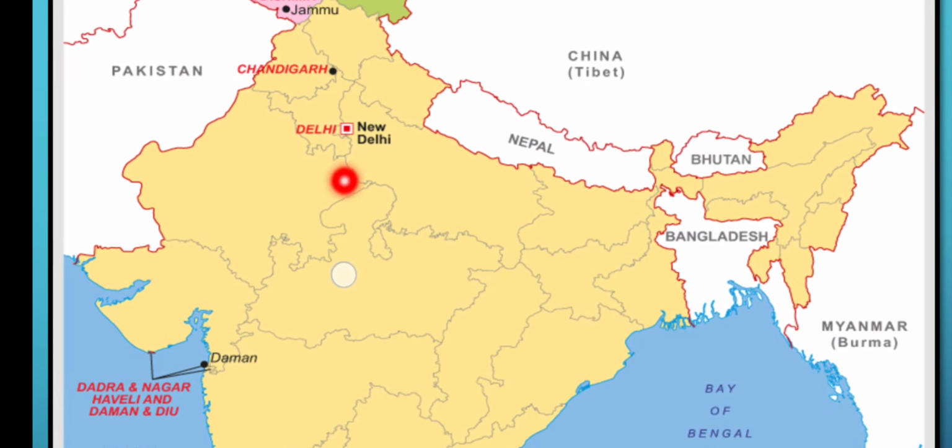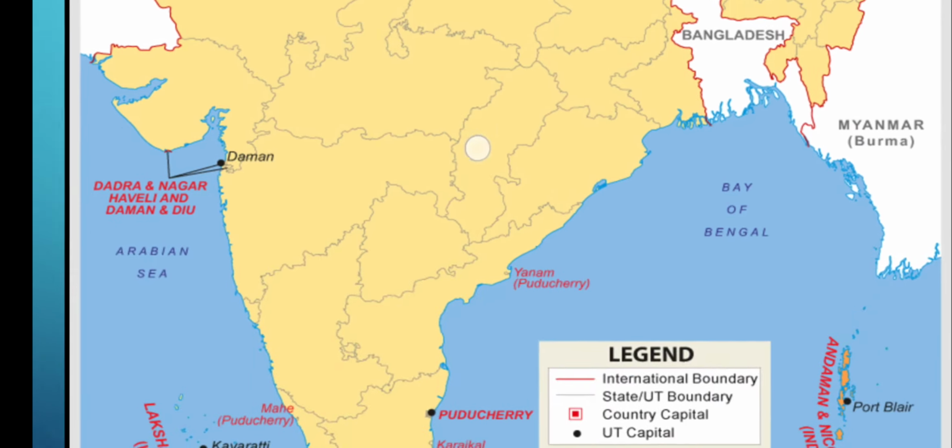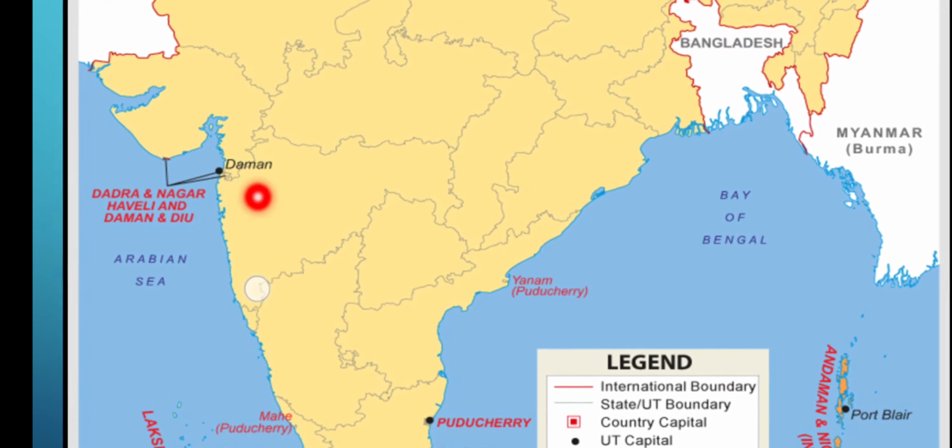Now, the National Capital Territory of Delhi, or New Delhi. It is the capital of India also. It is a union territory. Let's come to the southern part. Daman and Diu is a union territory. Here is Dadra and Nagar Haveli. It is also a union territory. So these are the union territories, Daman and Diu and Dadra and Nagar Haveli.